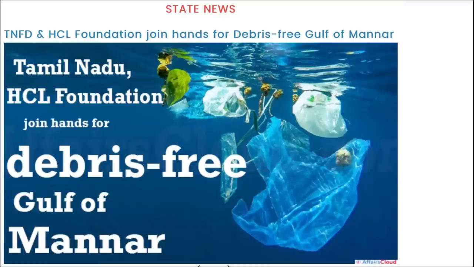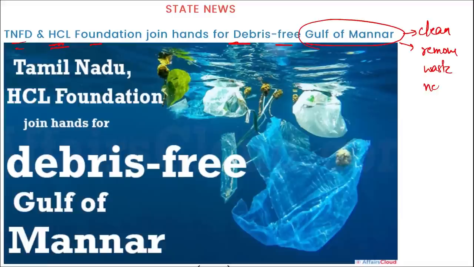Moving on. Next, Tamil Nadu Forest Department and HCL Foundation have joined hands for Debris-Free Gulf of Mannar. In order to clean the Gulf of Mannar and remove waste such as fishing nets, plastics, waste paper, waste plastic or any waste material from the Gulf of Mannar, these two organizations, the Tamil Nadu Forest Department and HCL Foundation, have joined hands to make the Gulf of Mannar debris-free.